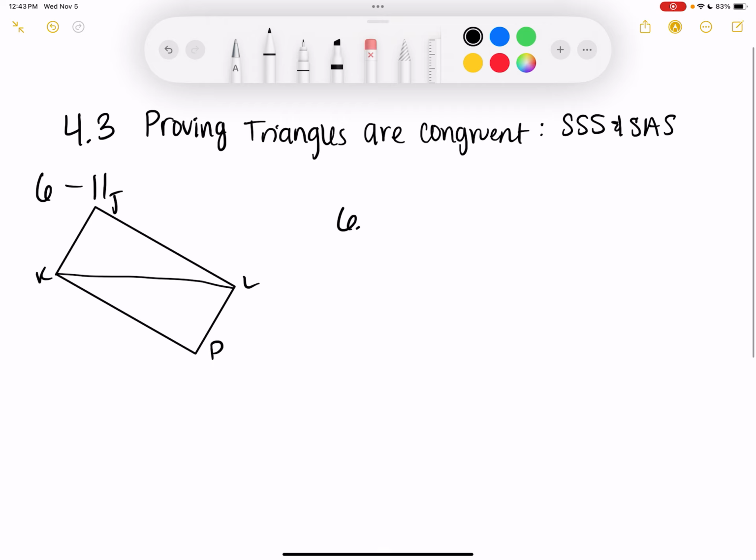So number 6 says JK and KL, and these are obviously segments. They have the lines over top of them. So we want to know, based on the two sides that they give us, what is the angle between them that we would be able to use side angle side for. So we've got J and K here on this side, and then K and L over here. So the angle that they're looking for is angle JKL or angle LKJ. Just the K part has to be in the middle. And that's all you're doing on those ones.